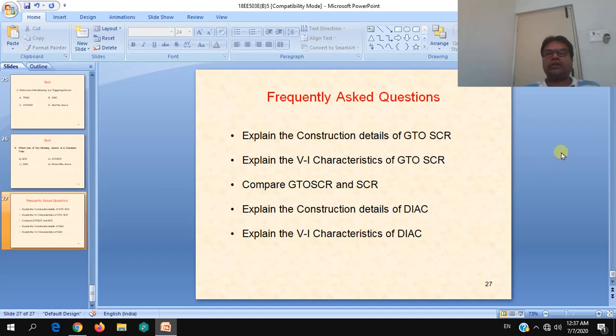There are FAQs. Whatever we have discussed so far is important here. Explain the construction details and the characteristics of both GTO SCR and diac. Compare GTO SCR, diac and SCR. This is actually most important. When you properly understand the advantages, disadvantages and comparison between these devices, you can proceed to select proper devices for the given applications.